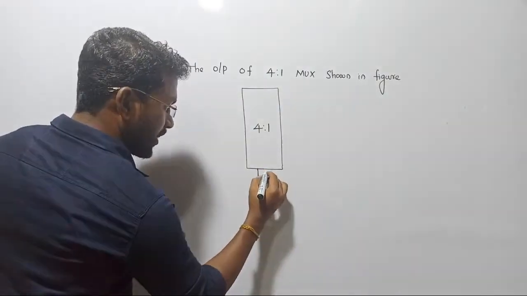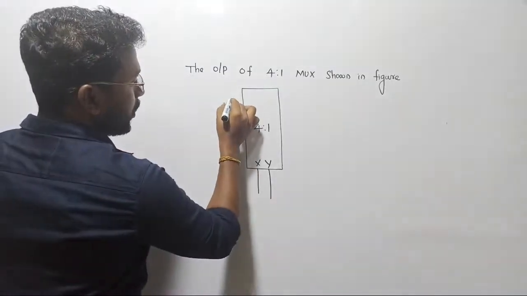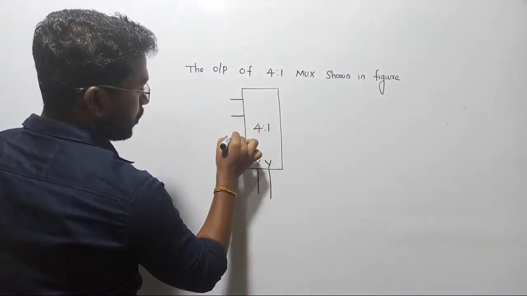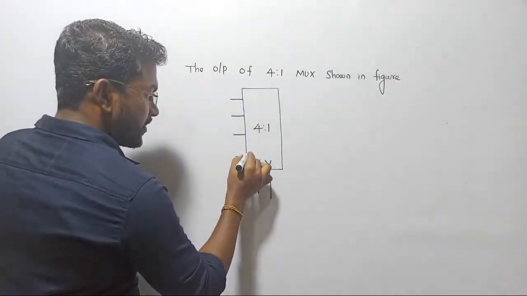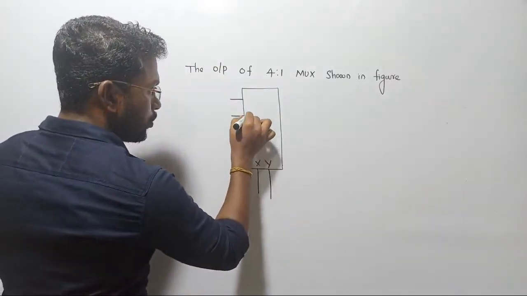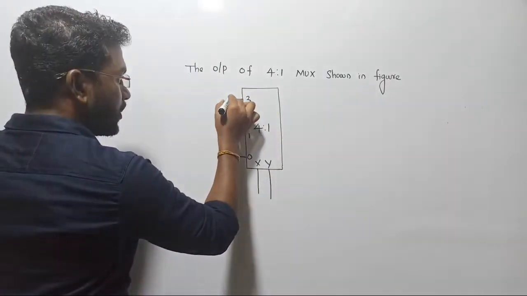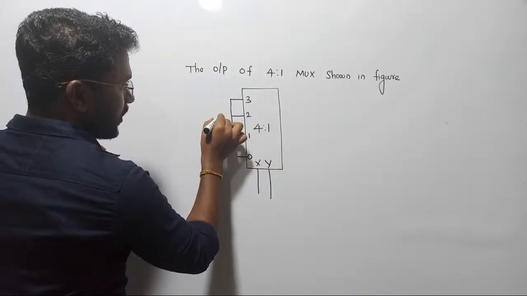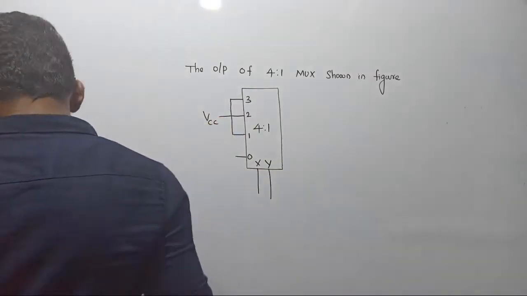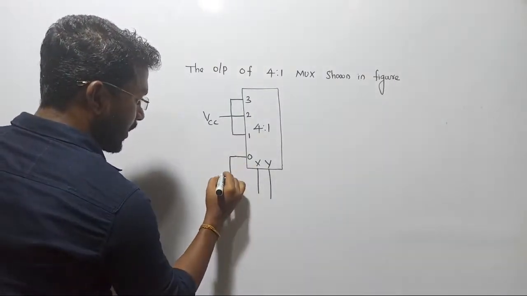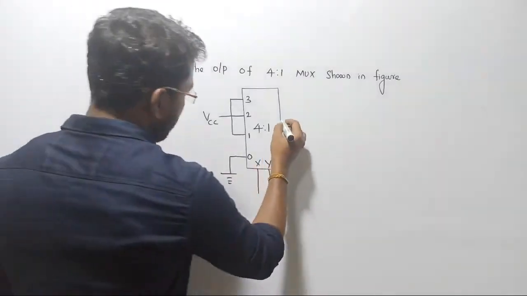They had given 2 selection lines X, Y. How many input lines are there? I0, I1, I2, I3, right? And they named like this: 0, 1, 2, 3, and its corresponding input. They just tie up all these lines together, and they are considering this one as VCC. And this line had been connected with the ground. Okay, electrical equivalent values they are considering. Don't panic. We can bring the output.